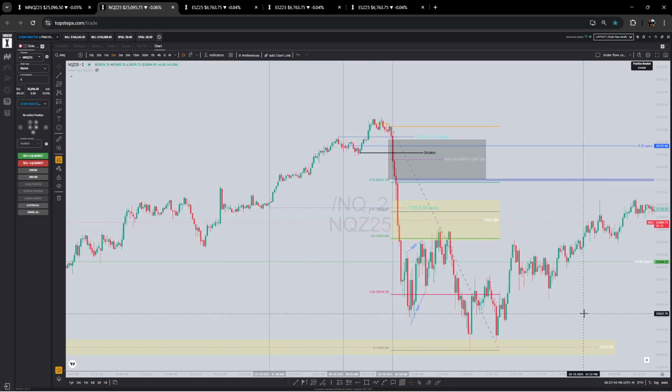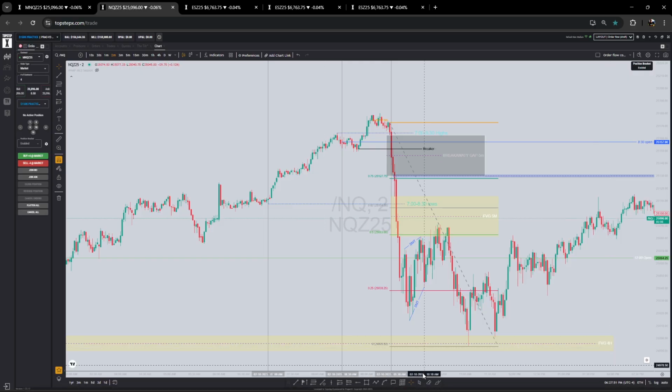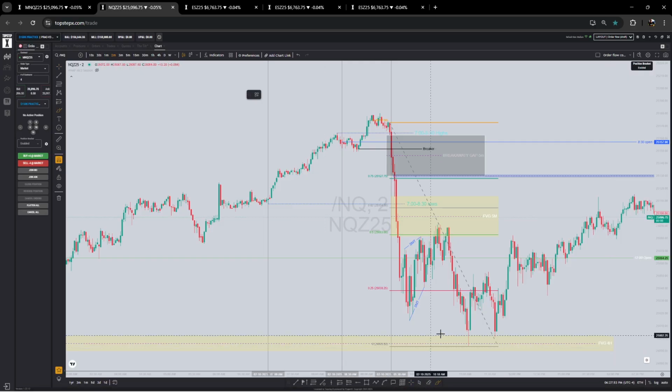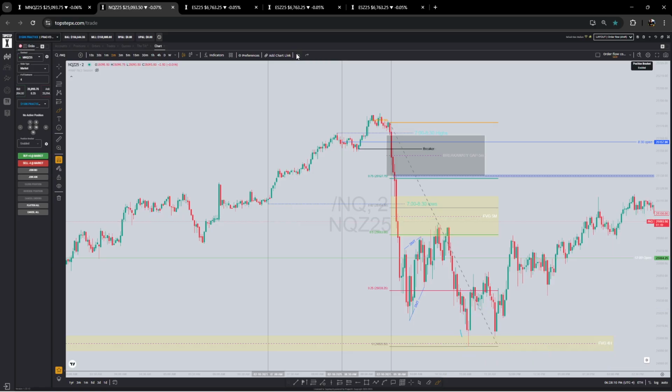What did we also have? We had the forward gap that I showed you guys. Here it is right here. We were looking for price to trade to this forward gap right here. So that's why we were bearish at the open and bullish to continue the session.